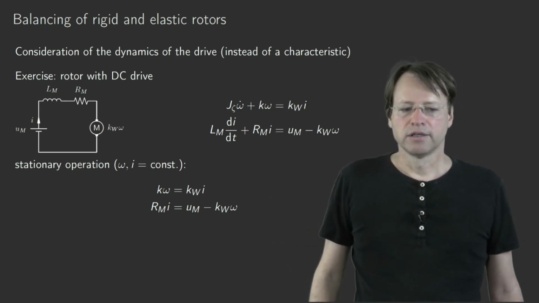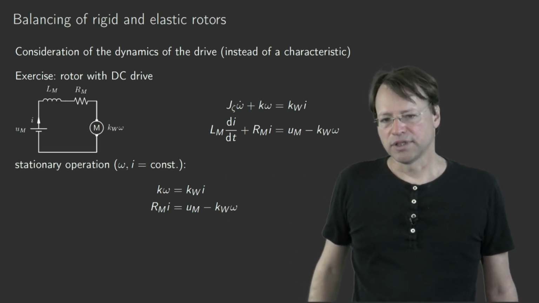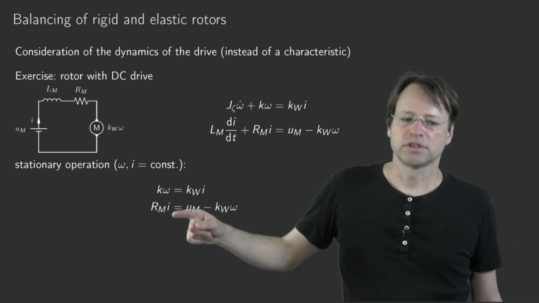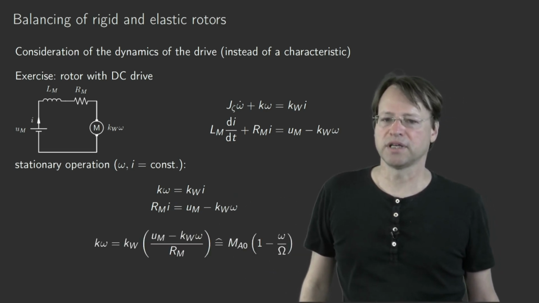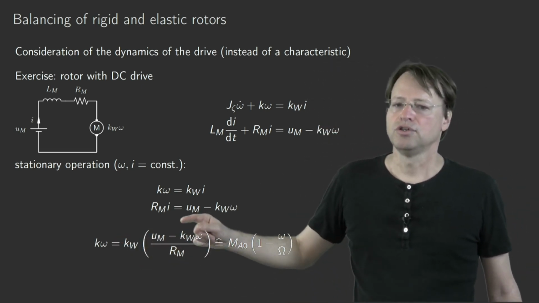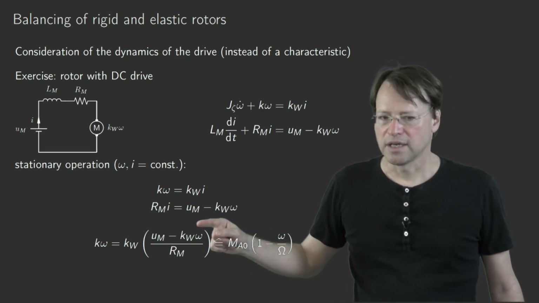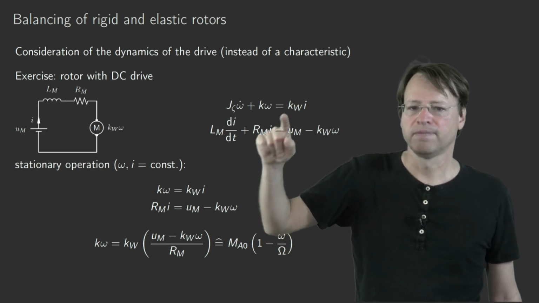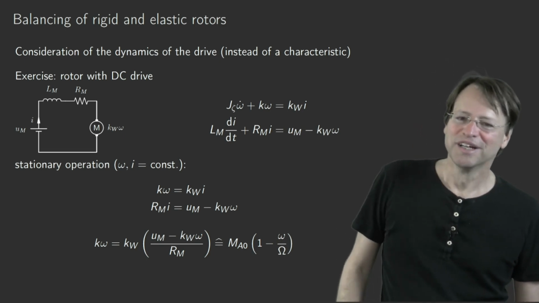multiplied by omega. So we have two unknowns here, the amperage and the rotational speed omega, and we can solve the second equation for I and insert the result in the first equation. So what do we obtain then? We obtain that K omega is equal to K sub W times (UM minus KW omega) divided by RM. This result can now be inserted in the first equation, as we have a balance between K omega and KWI. And the solution is already shown here on the slide.